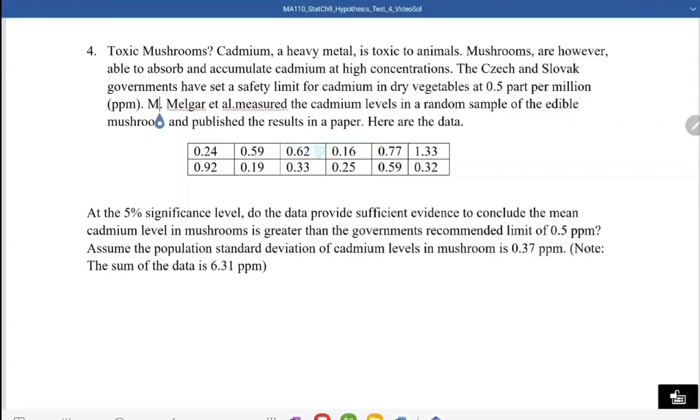And then researchers have performed a study on mushrooms and taken measurements of the concentration level of cadmium and come up with the data here. And what we are supposed to do is perform a hypothesis test to see whether mushrooms that grow in those countries perhaps have a concentration level higher than 0.5 or not.